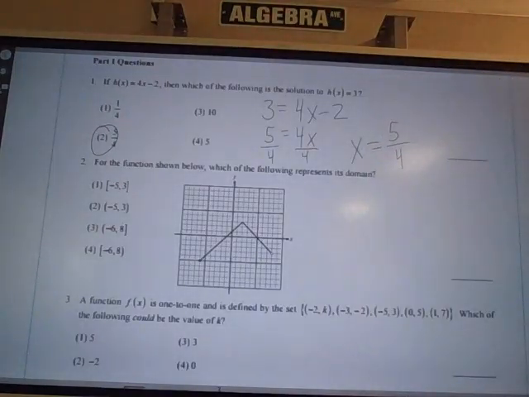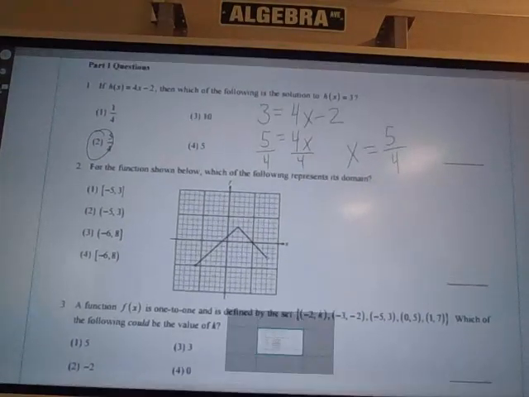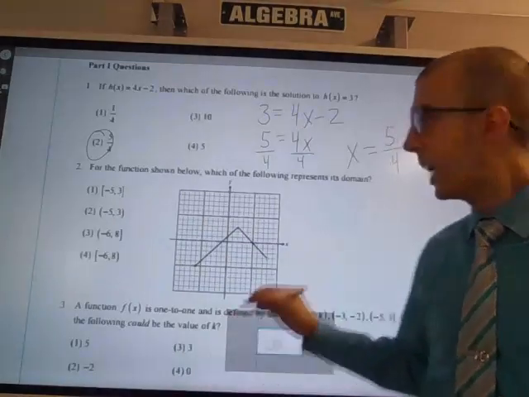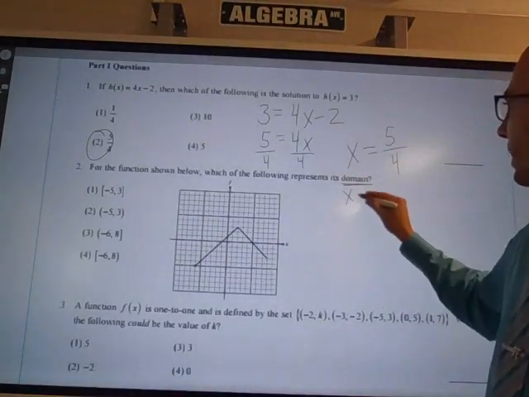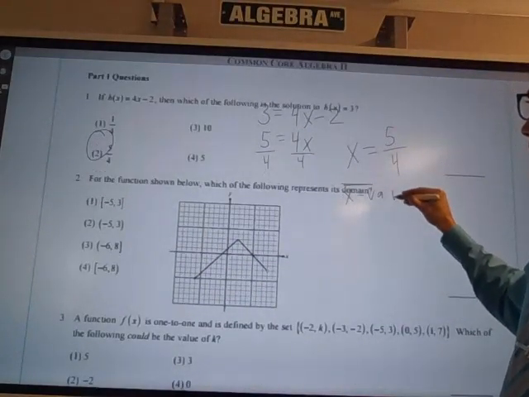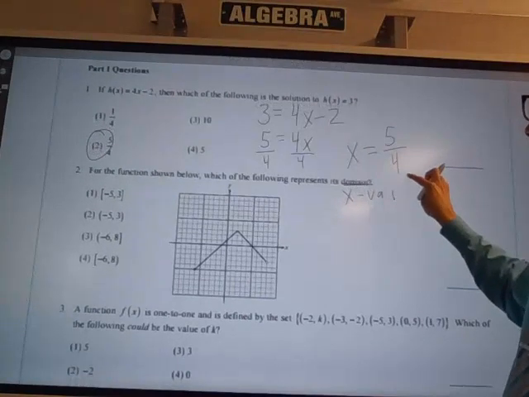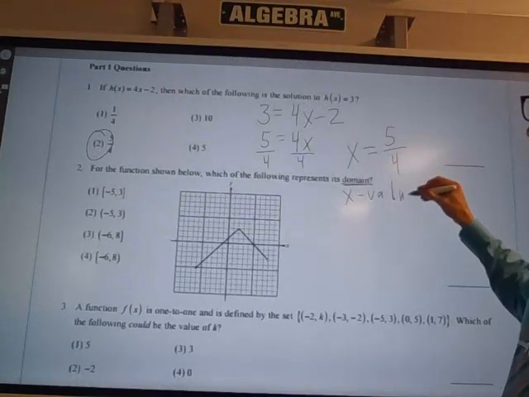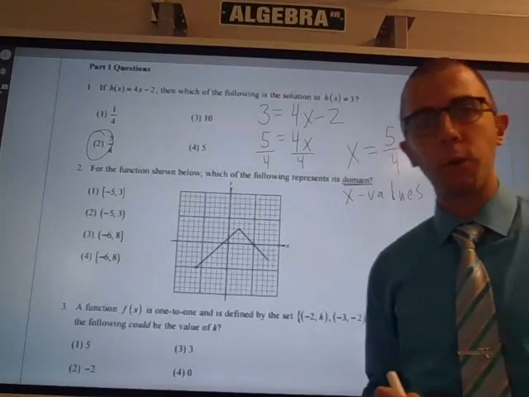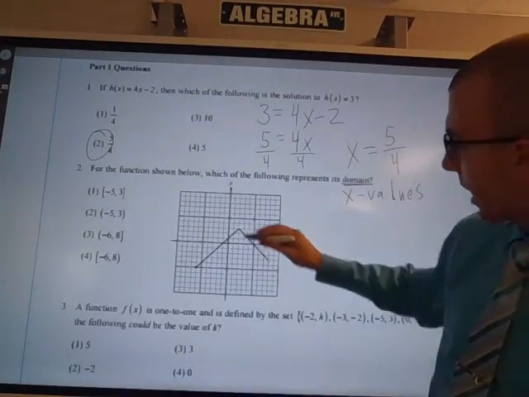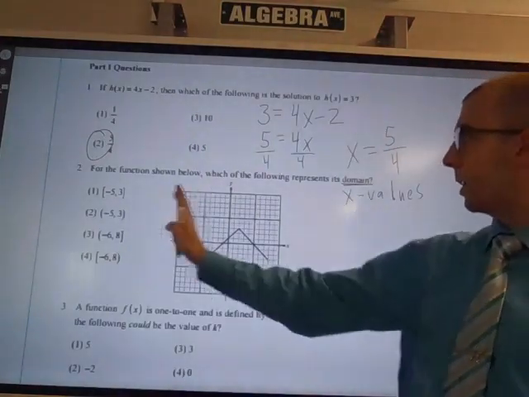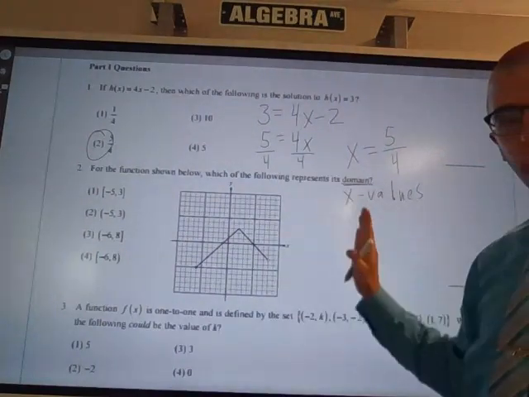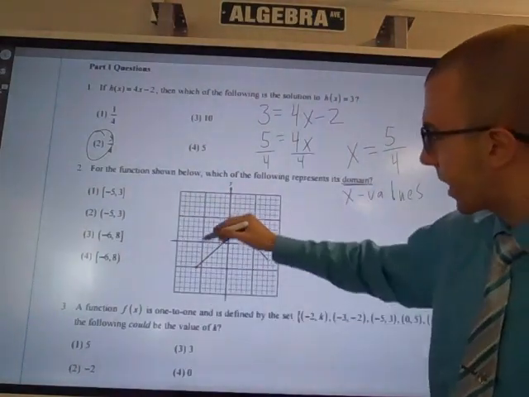Number 2, for the function shown below, which of the following represents its domain? So domain, you want to think x values. X values are our domain. So we're looking left to right here, not up and down. Domain is just left to right, all our x values.